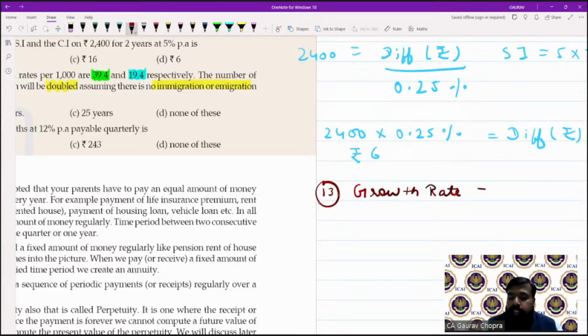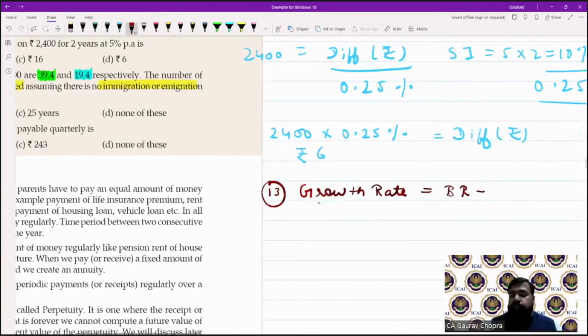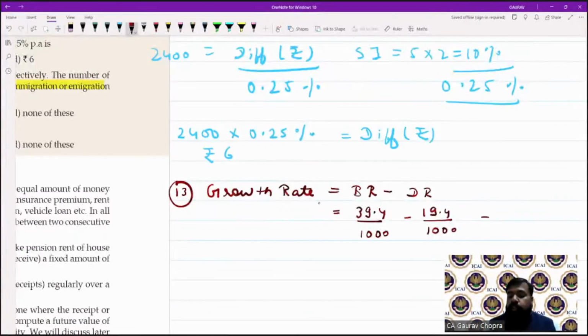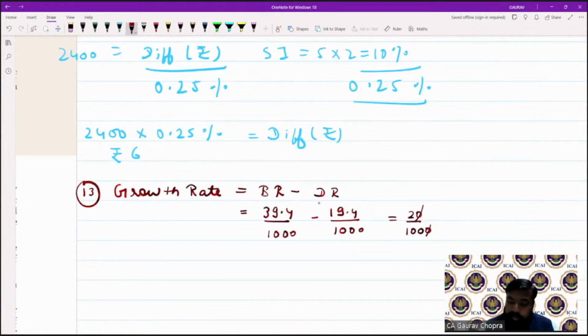Growth rate कैसे निकालेंगे? So it is birth rate minus death rate. Birth rate is 39.4 per thousand, whereas death rate is 19.4 per thousand. Therefore, growth rate will be 20 per thousand. If we have to convert in terms of percentage, because always we are doing all the calculation in terms of percentage, so we can cancel 0 with 0.